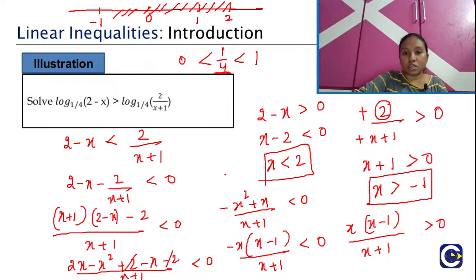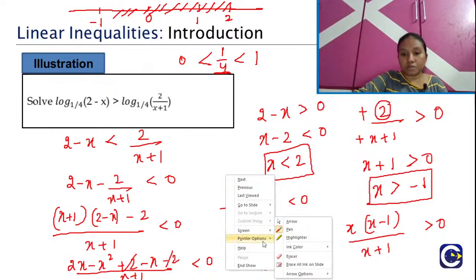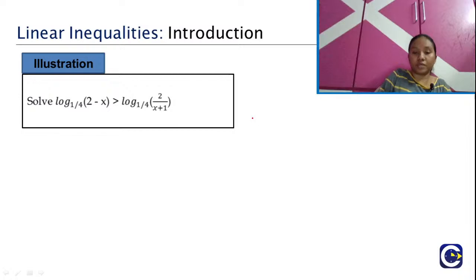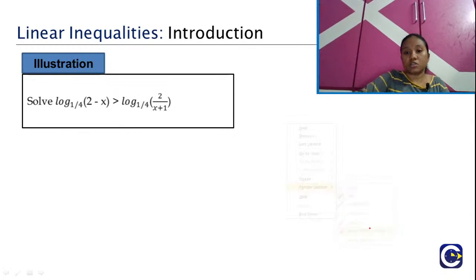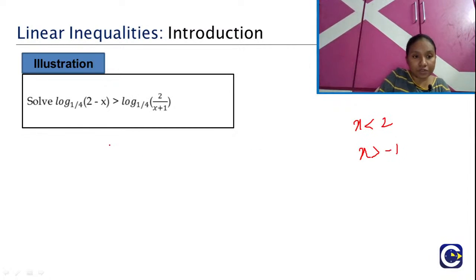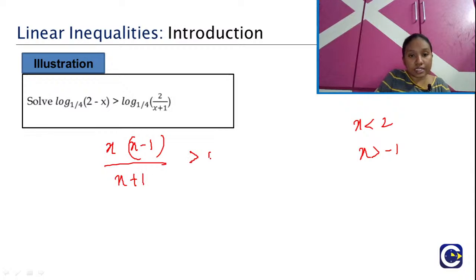Okay, let's just simplify it. I'm just erasing this entire part so that it won't be confused. So first condition, x should be less than 2, right? So first condition x less than 2, second condition x greater than minus 1, and the third condition we are having is x minus 1 by x plus 1 greater than 0.